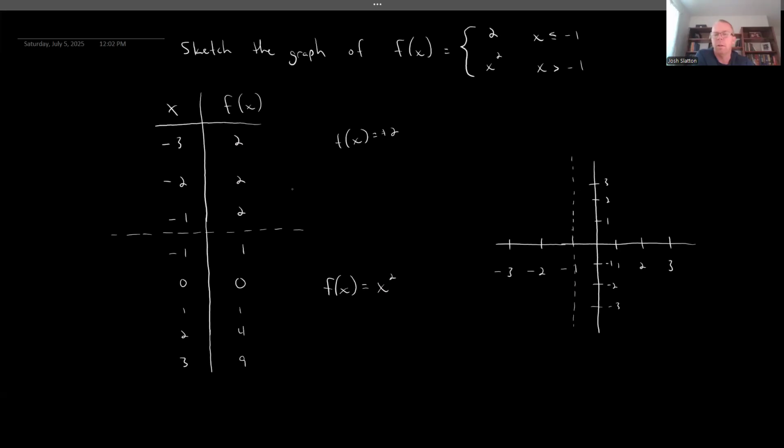And so we'll add another one. We won't actually do the 3. We'll add one there. So let's plot -3, 2. So that would be right there. Negative 2, 2, negative 1, 2.